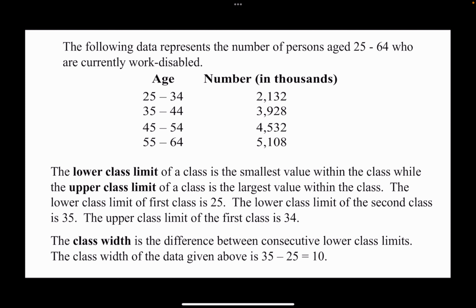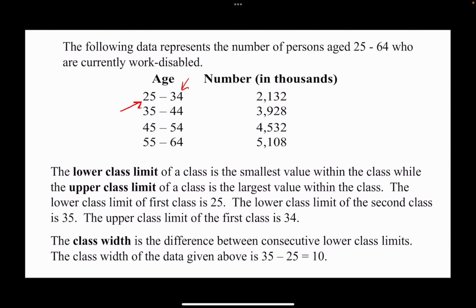The words lower class limit refer to the bottom of our interval. The lower value of our interval is our lower class limit. It is the smallest value within that class. So the lower class limit of that first group is 25. The upper class limit is the largest value within that class. In that first group, our upper class limit would be 34. So the range of the first class goes from 25 to 34.